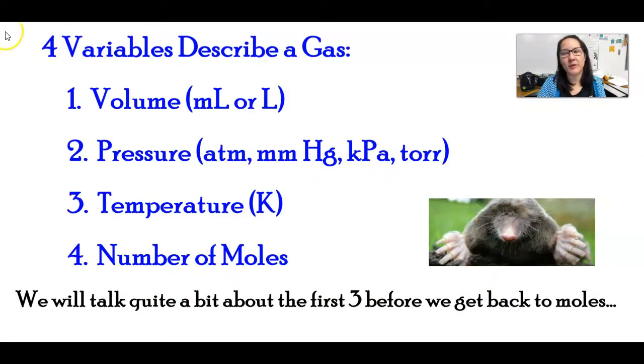There are 4 variables that describe a gas. 1, volume, or the amount of space the gas takes up, in milliliters or liters; 2, pressure, which can be in one of the following units: atmospheres, millimeters of mercury, kilopascals, and torr. In the United States, you might be familiar with pressure in PSI, pounds per square inch, like in a car tire. Number 3, temperature, in Celsius or Kelvin. And number 4, the number of moles, which is the amount of the gas that we may be dealing with.